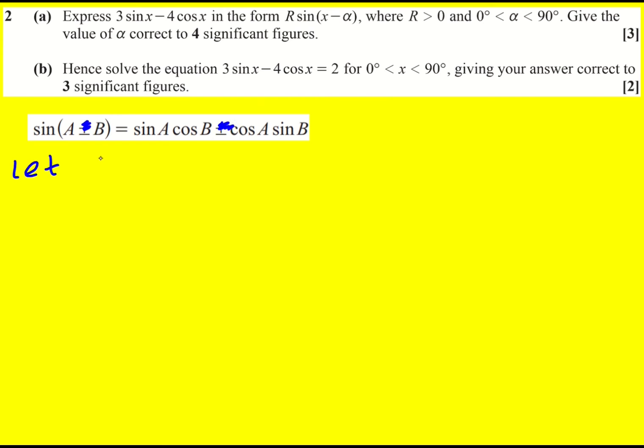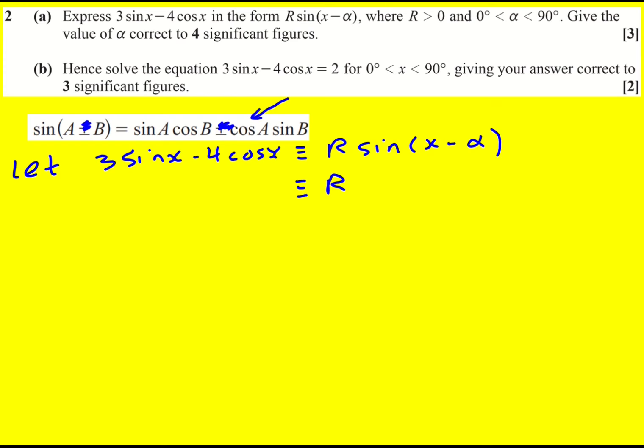So I'm going to let 3 sine x minus 4 cos x be identical to r sine (x minus alpha). That's how I'm going to try and write it. And then I can expand that sine (x minus alpha). So I'll get, and I'm just going to write the thing here basically, but with a replaced by x, the b replaced by alpha, and I'm going to be timesing through by r. So r sine x cos alpha minus r cos x sine alpha.